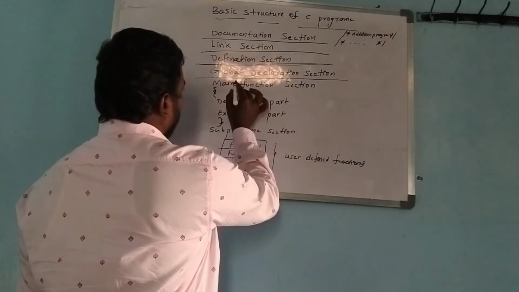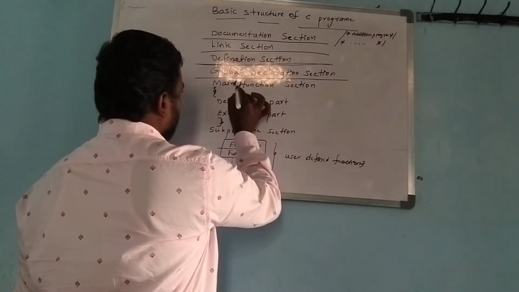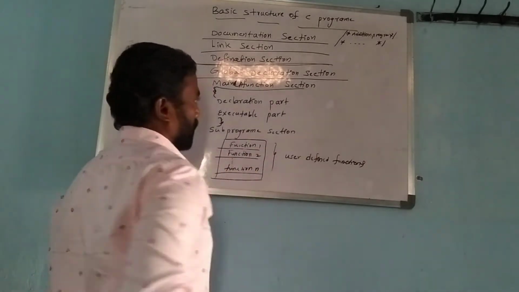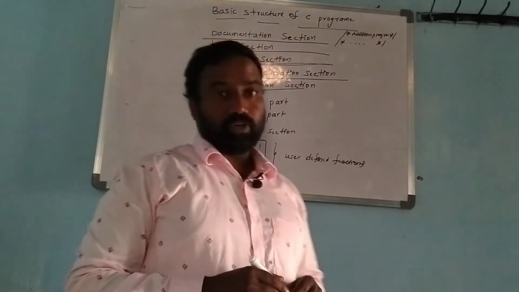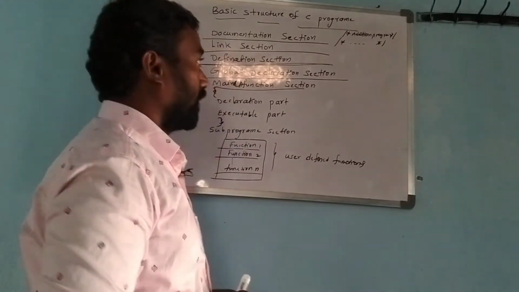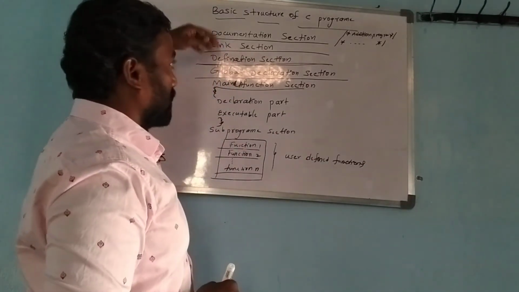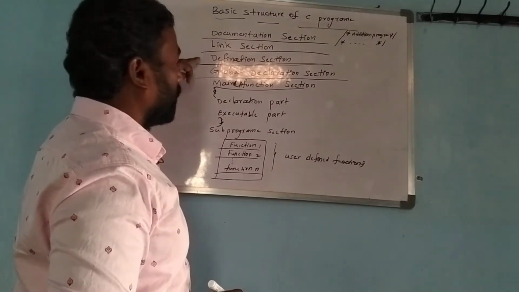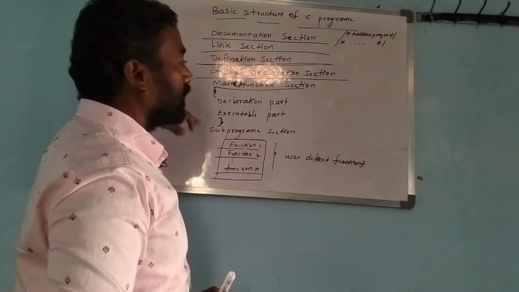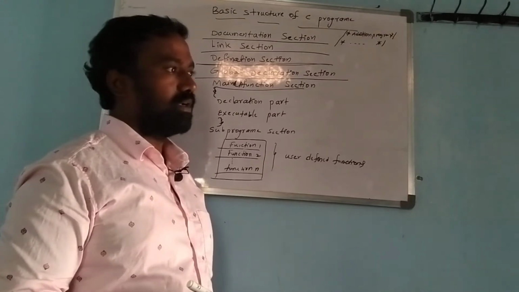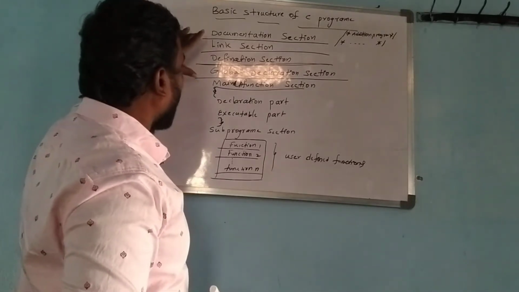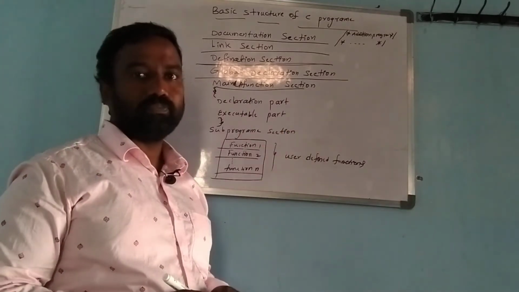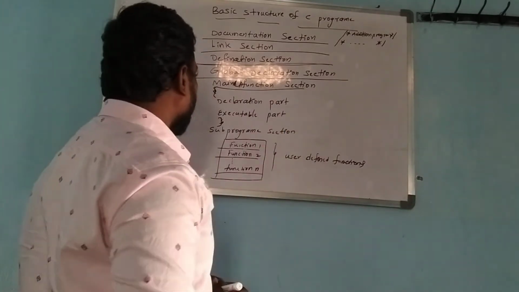The most important thing which is compulsory to our C programming is called the main function section. This is the most important for our C programming. These are the optional parts: documentation section is optional, link section is optional, definition section is optional, global variable declaration is optional. But the main function is the compulsory one.